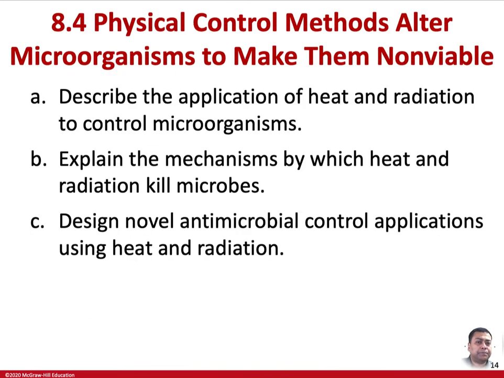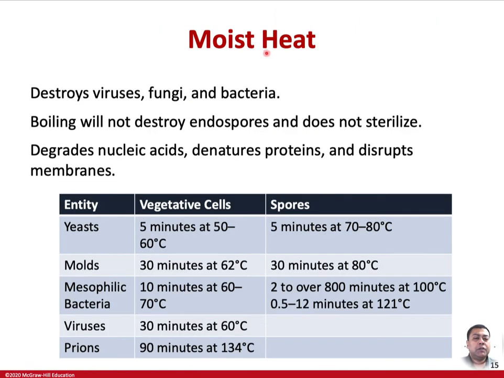particular area. Then we are looking at the physical control methods, and we are going to talk about heat and radiation control. So moist heat is very effective, and it can destroy viruses, fungi, bacteria. Boiling will, on the other hand, not destroy endospores and does not sterilize, but it will disinfect. Microorganisms are killed by the denaturation of nucleic acids, denaturation of proteins, and disruption of the membrane.